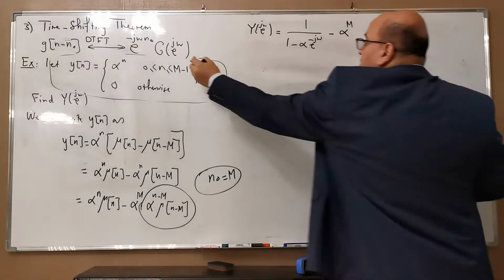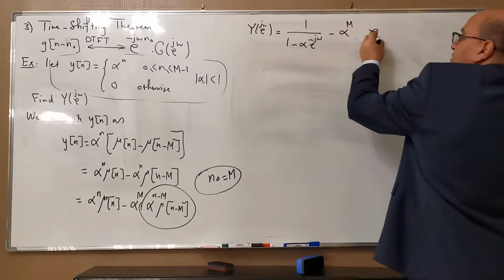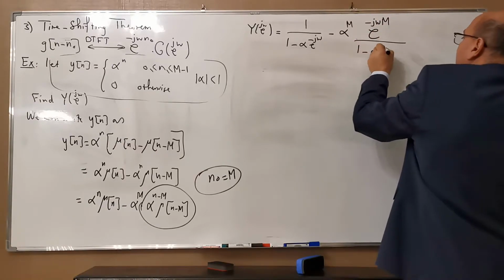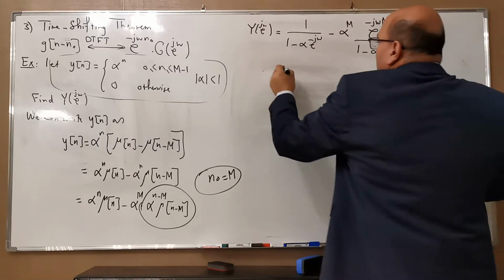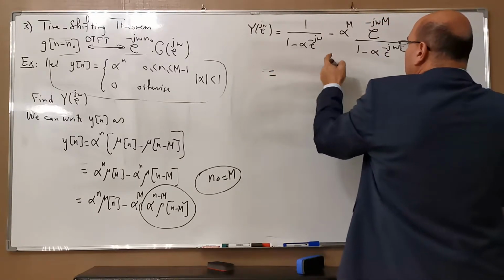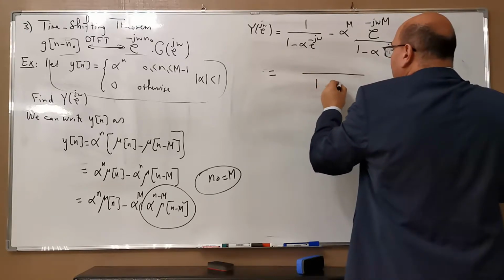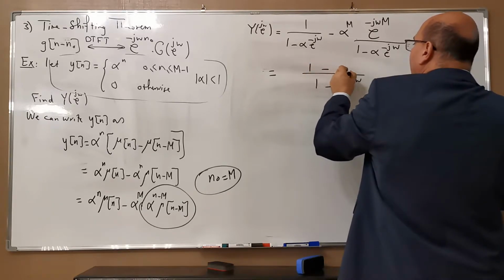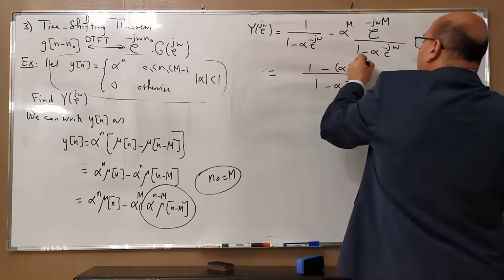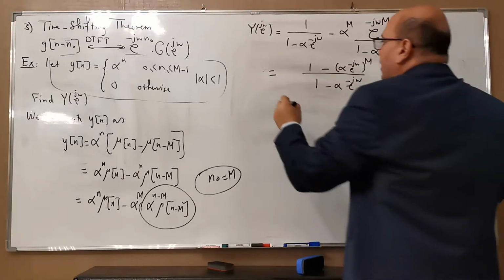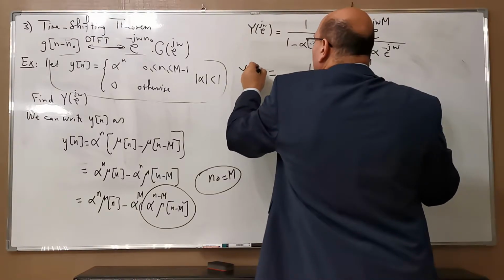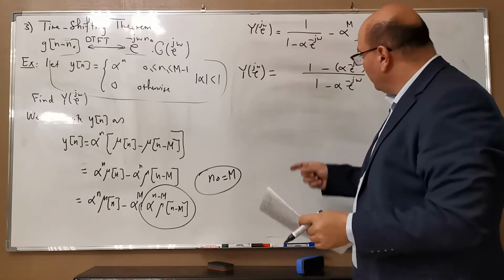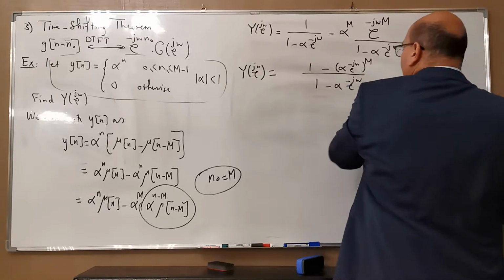So we have the same alpha to the n, mu of n, but shifted by m. So we can use this theorem and say that this is e to the minus j omega m over 1 minus alpha e to the minus j omega. So this is equal to, the common denominator is the same, 1 minus alpha e to the minus j omega, and up here is 1 minus alpha e to the minus j omega to the power m. So this is my y of e j omega. So we use the time shifting property here to prove the answer. We can look at the answer in a different way.